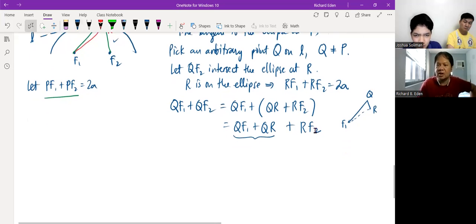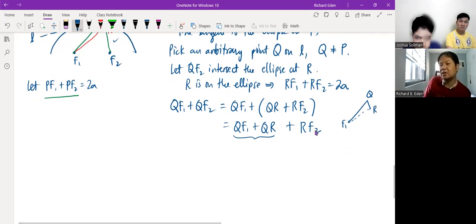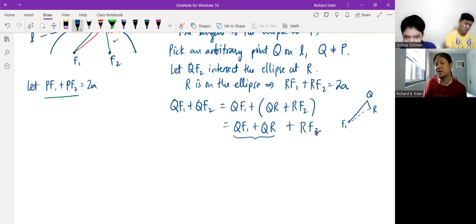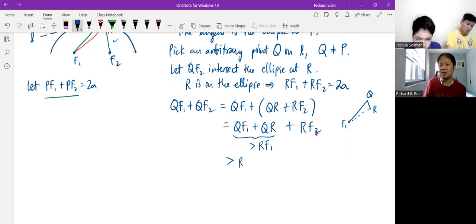But if you look at the triangle QF1R, remember the triangle inequality: the sum of any two sides is strictly larger than the other side. So QF1 plus QR is strictly larger than RF1. So now we have strictly greater than RF1 plus RF2. But because R is on the ellipse, this is 2A. All right. So what have we just come up with?